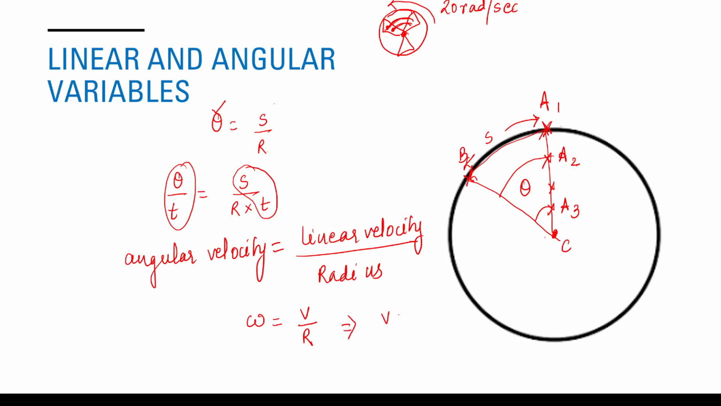I'm just going to rearrange, so I'm going to write v equals r omega. R is the distance from the center. So the larger the distance, the larger the linear velocity. A1 has the largest r.